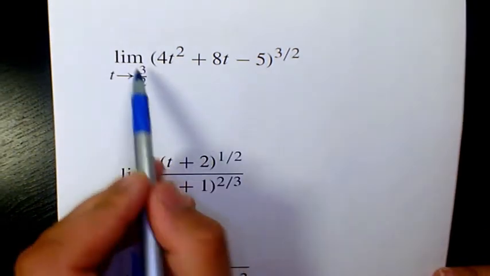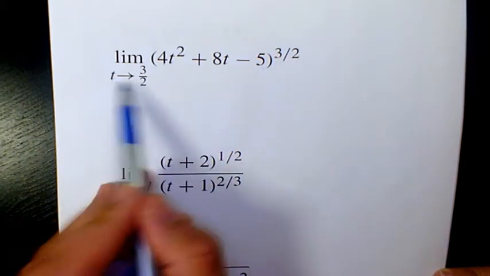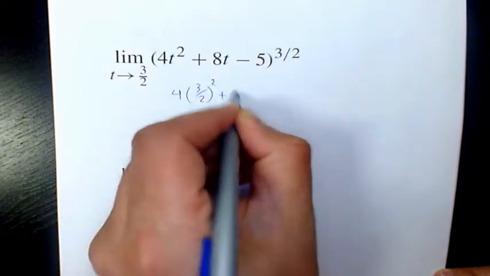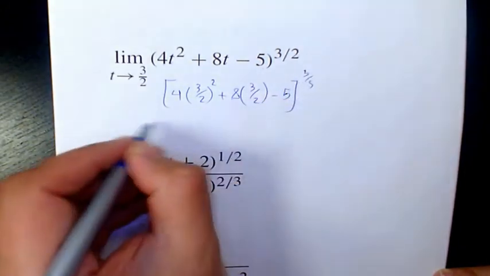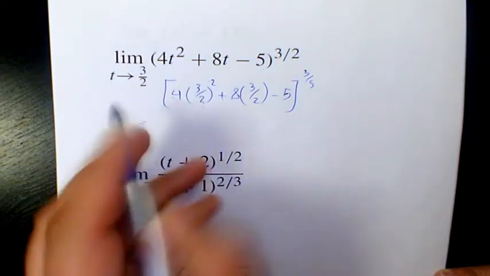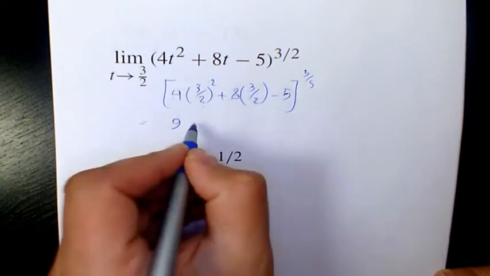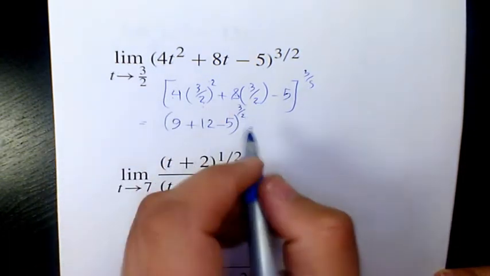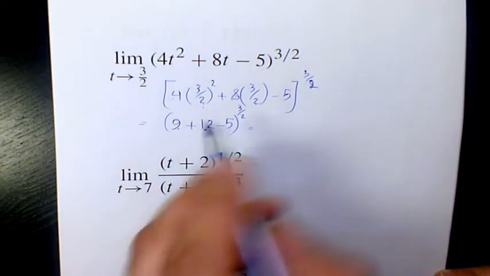Next one. Limit of (4t² + 8t − 5)^(3/2) when t approaches 3/2. It's going to be (4 times (3/2)² plus 8 times 3/2 minus 5) to the power of 3/2. So (3/2)² is going to be 9/4. With this, the 4 cancels out, it's going to be just 9. 8 divided by 2 is 4. 4 times 3 is 12, minus 5, to the power of 3/2. 9 plus 12 is 21. 21 minus 5 is 16.